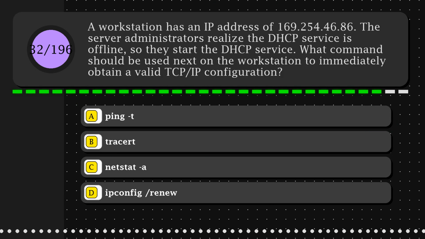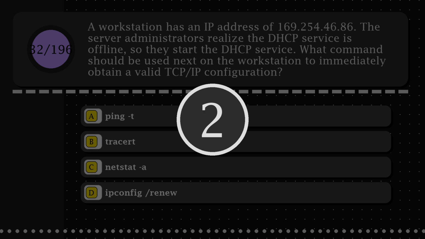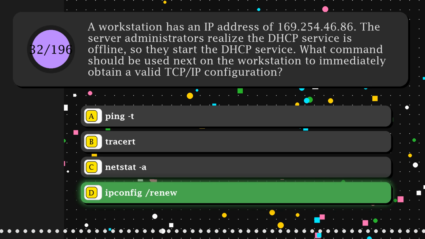Question 32. A workstation has an IP address of 169.254.46.86. The server administrators realize the DHCP service is offline, so they start the DHCP service. What command should be used next on the workstation to immediately obtain a valid TCP/IP configuration? Option A, ping -t. Option B, Tracert. Option C, netstat -a. Option D, IP protocol configuration /renew. The correct answer is option D, IP protocol configuration /renew.